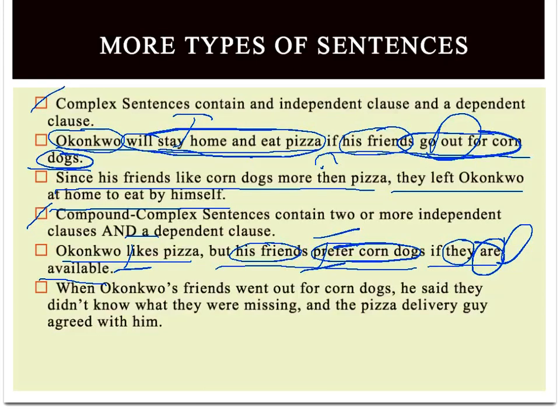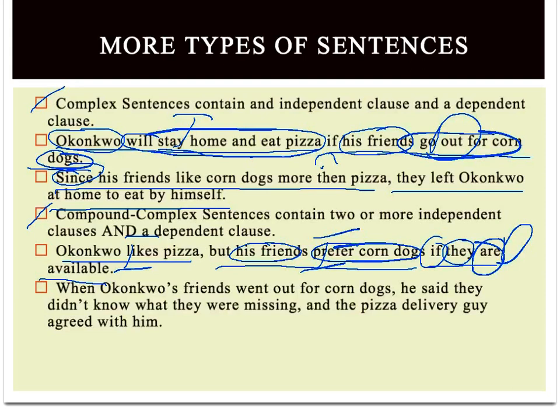Notice that we join dependent clauses to a sentence with subordinating conjunctions, right? Like if or since. Okay, we join independent clauses with coordinating conjunctions. We attach dependent clauses with subordinating conjunctions. There's one more sentence here. It's another example of a compound complex sentence. When Okonkwo's friends went out for corn dogs, he said they didn't know what they were missing, and the pizza delivery guy agreed with him. It seems like the pizza delivery guy is a much better friend to Okonkwo than his so-called friends really are.